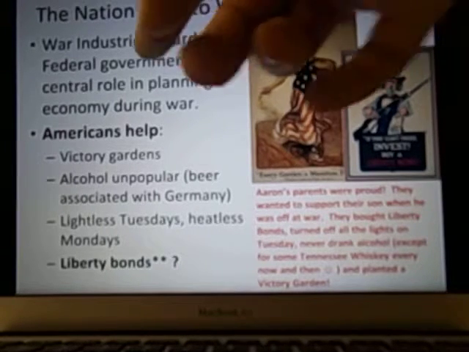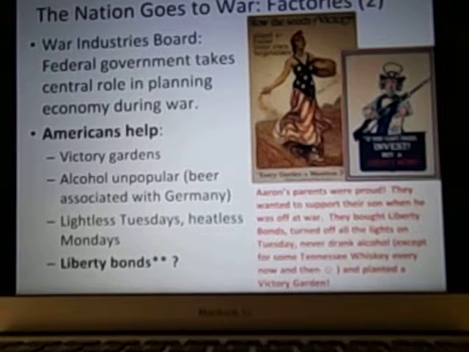The government got involved with planning the economy. So factories that used to make guns for hunting started to make guns for war. Boots for fishing turned into boots for war. The government really stepped in to regulate the economy to make the war happen. People were encouraged to buy Liberty bonds, which are loans you give the government for the war that would be paid back later. People had these victory gardens where they grew food for themselves so that the food grown by farmers could be sent for the war.